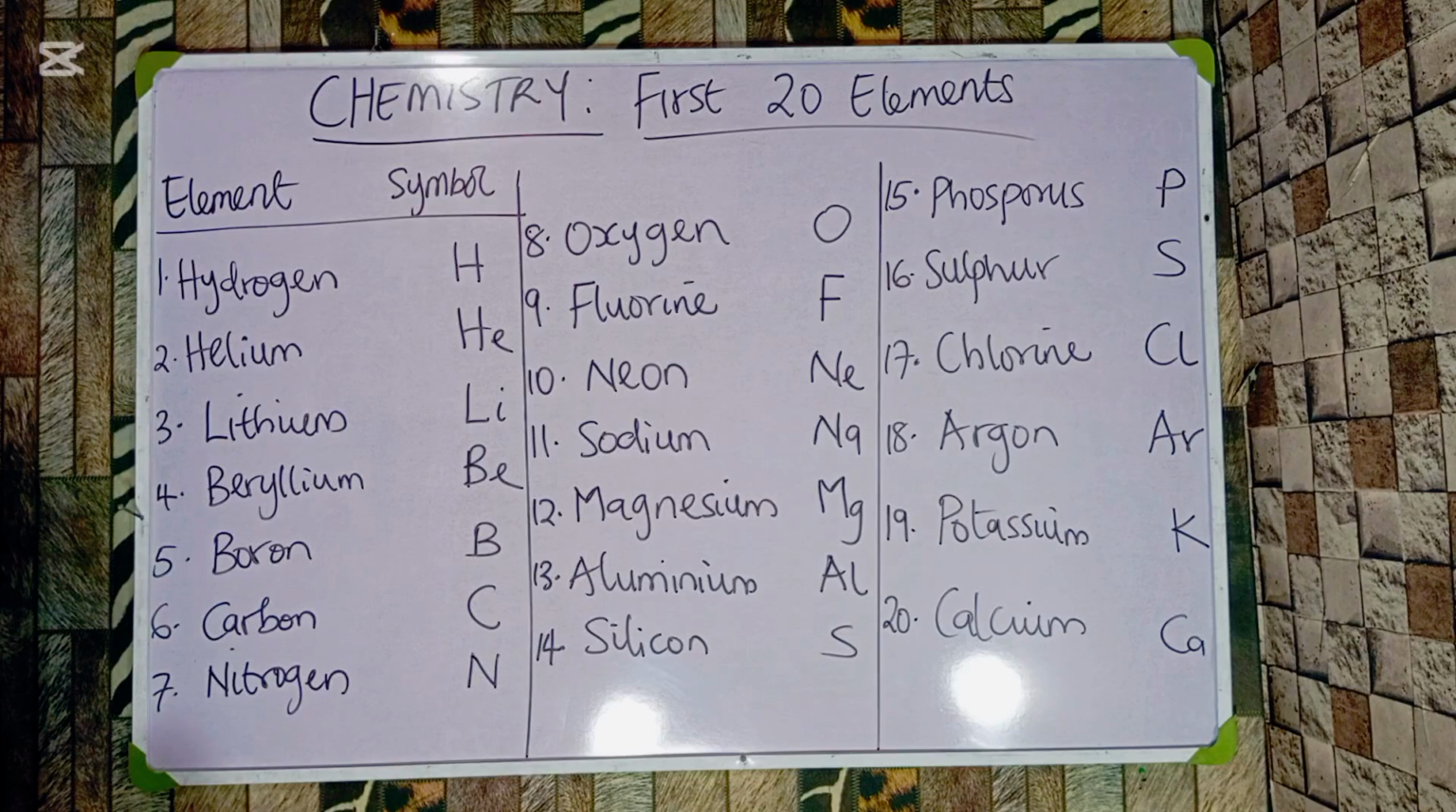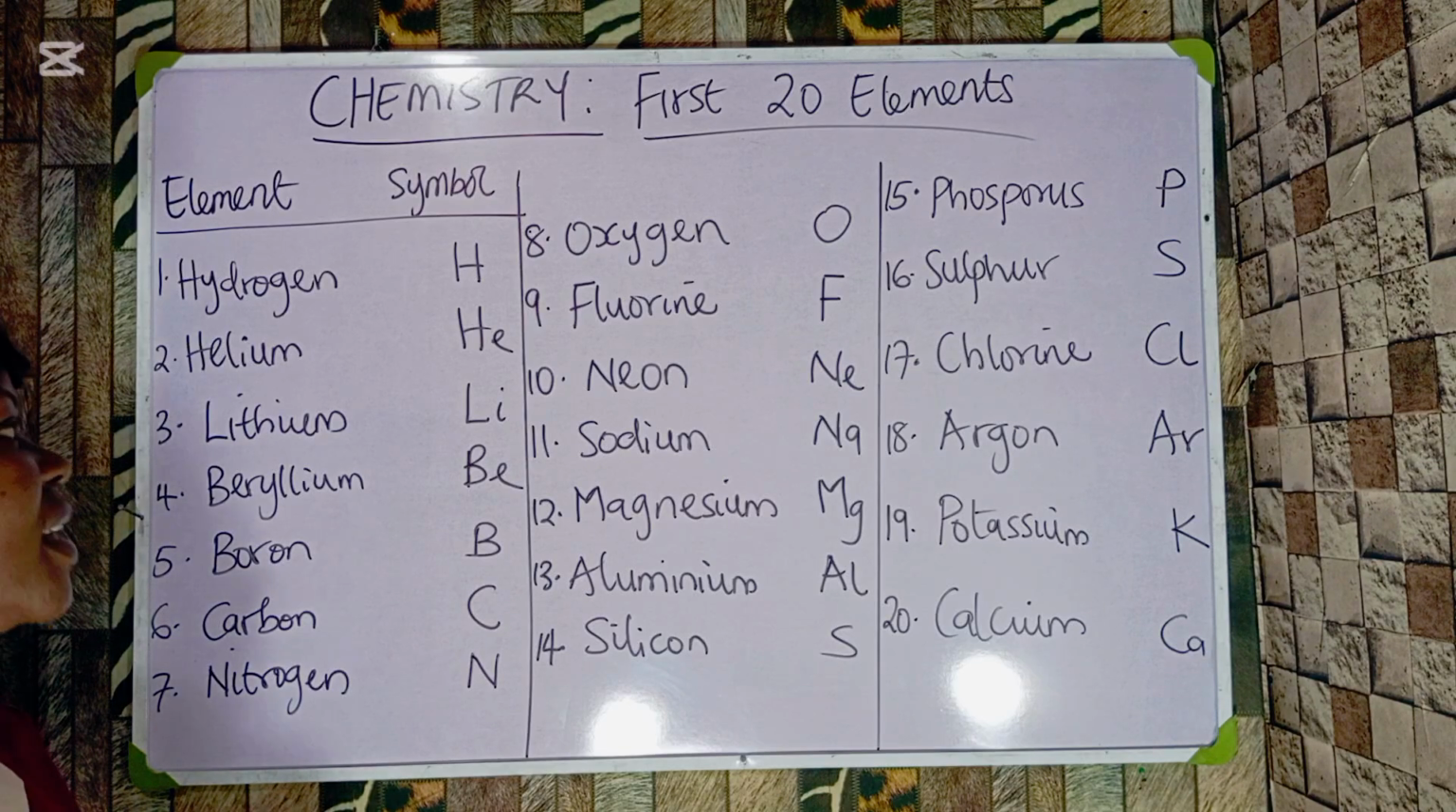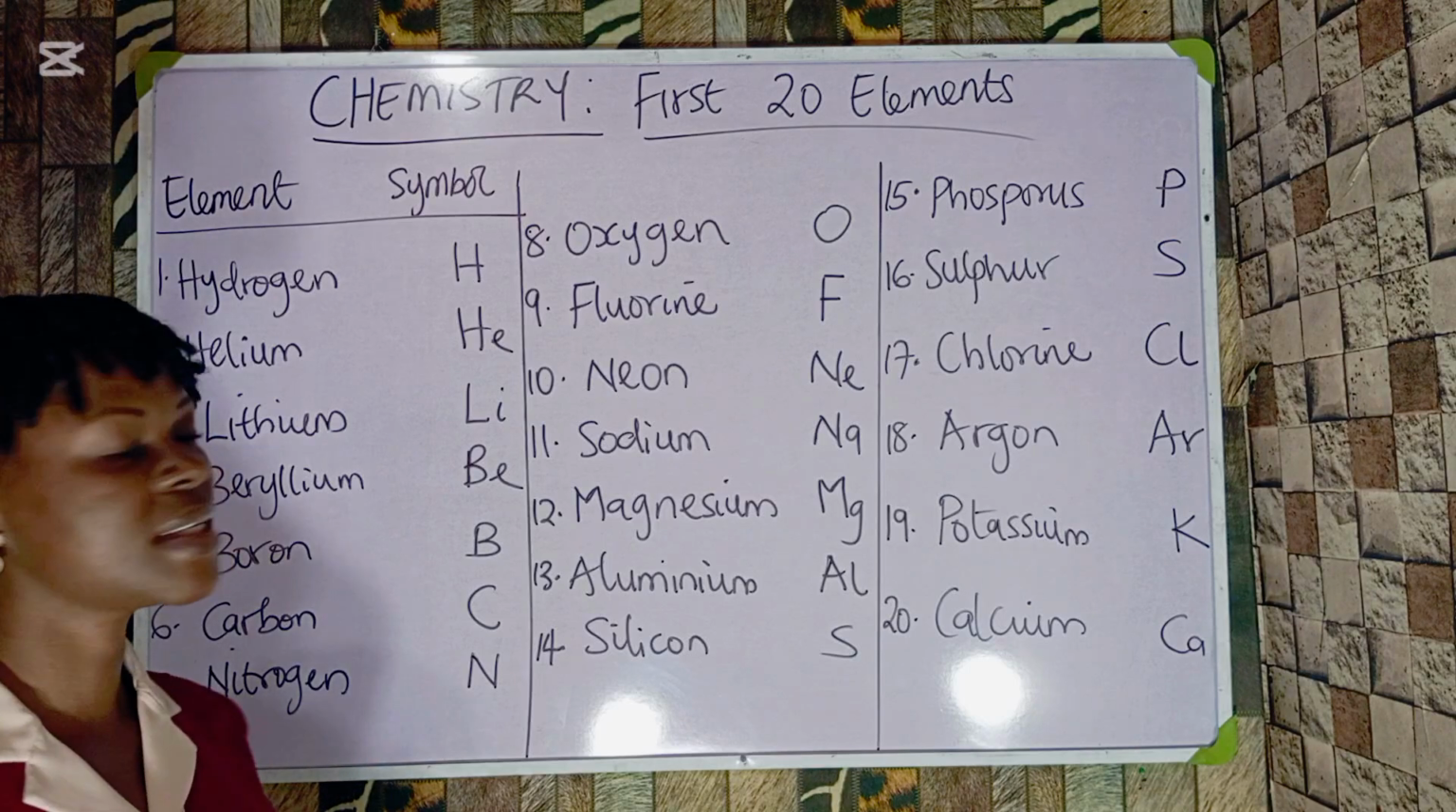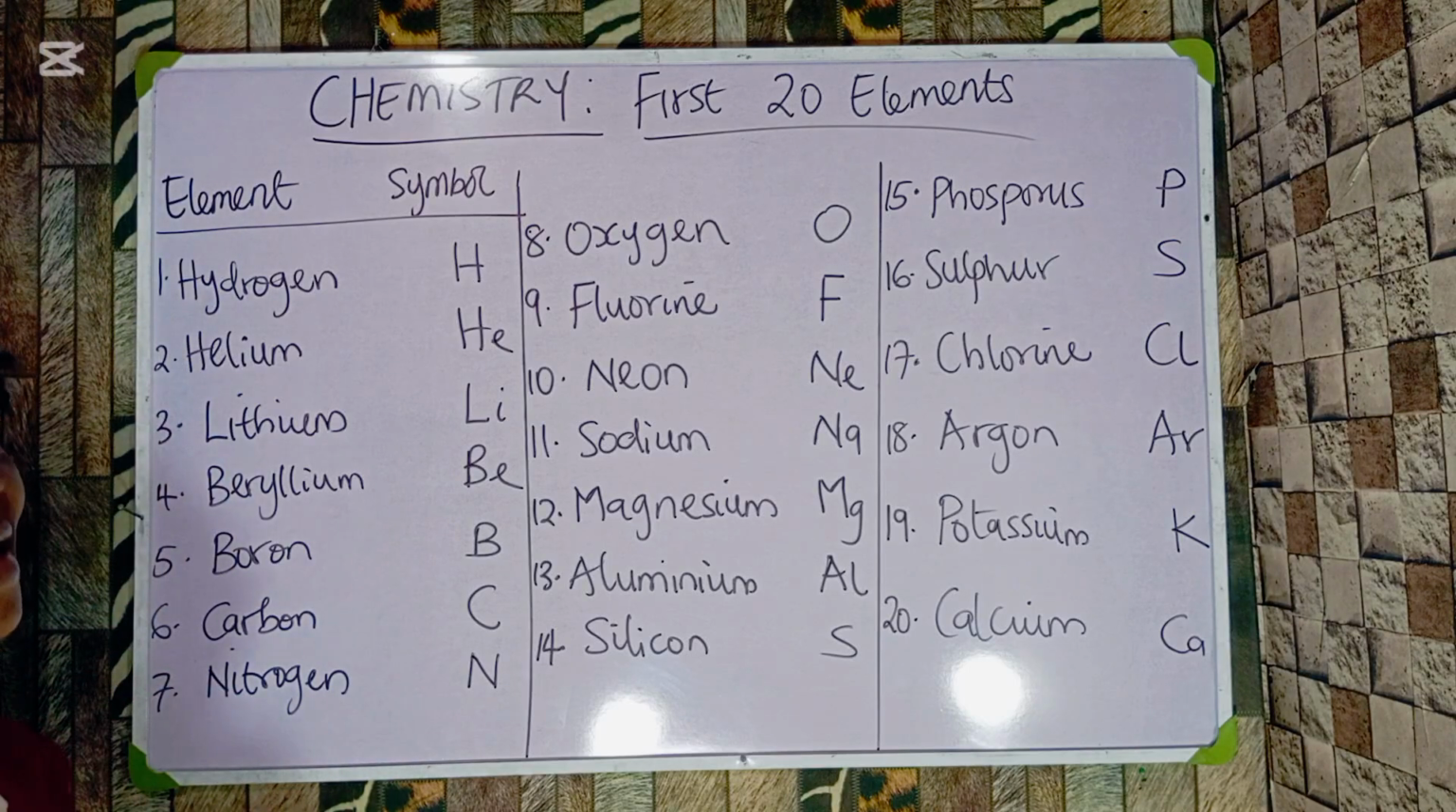Number 6 is carbon, the symbol is C. Number 7 is nitrogen, the symbol is N. Number 8 is oxygen, the symbol is O. Number 9 is fluorine, the symbol is F. Number 10 is neon, the symbol is Ne.